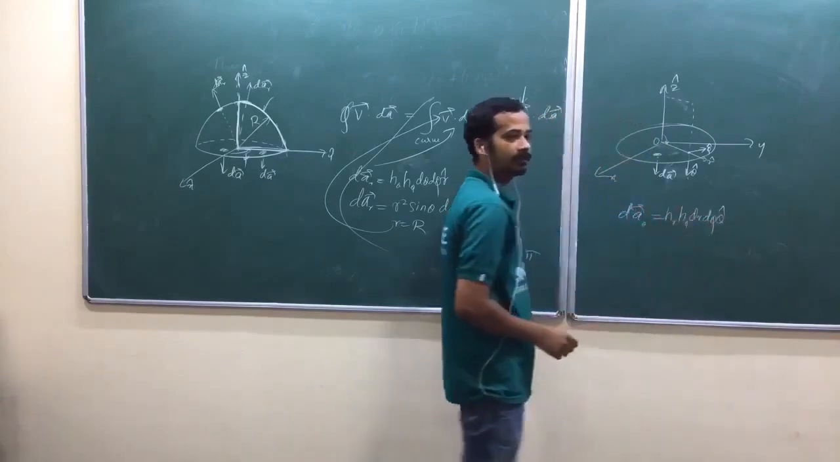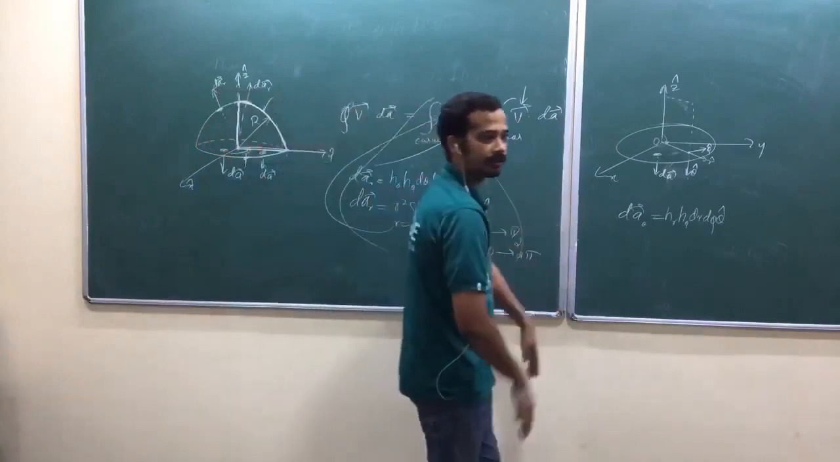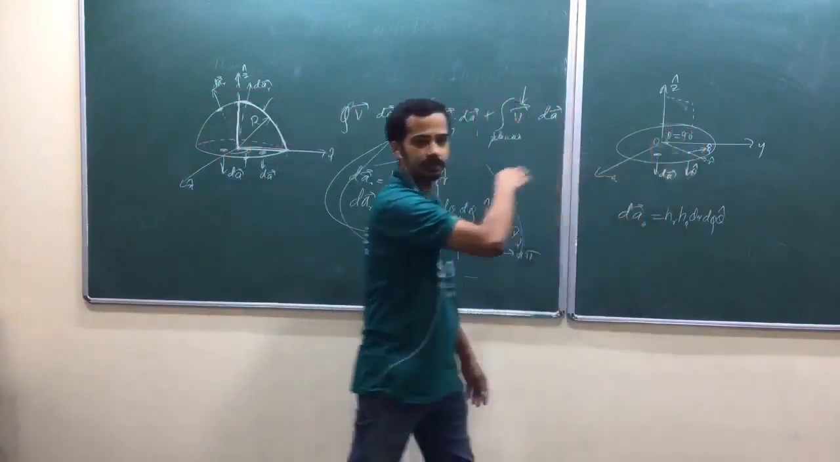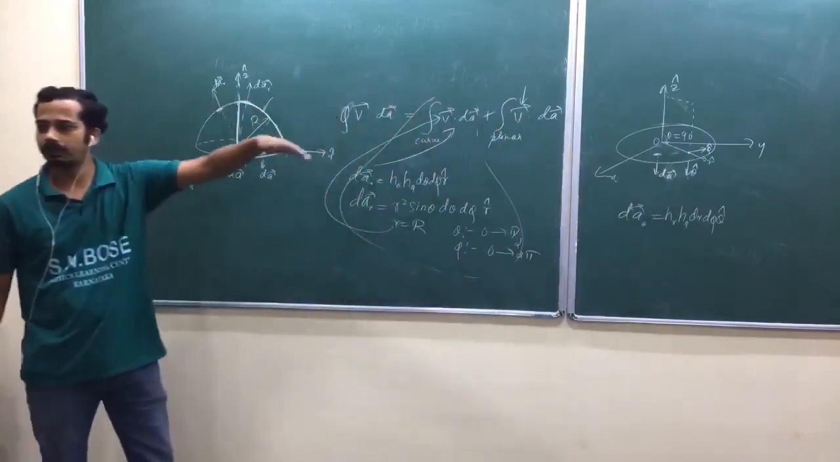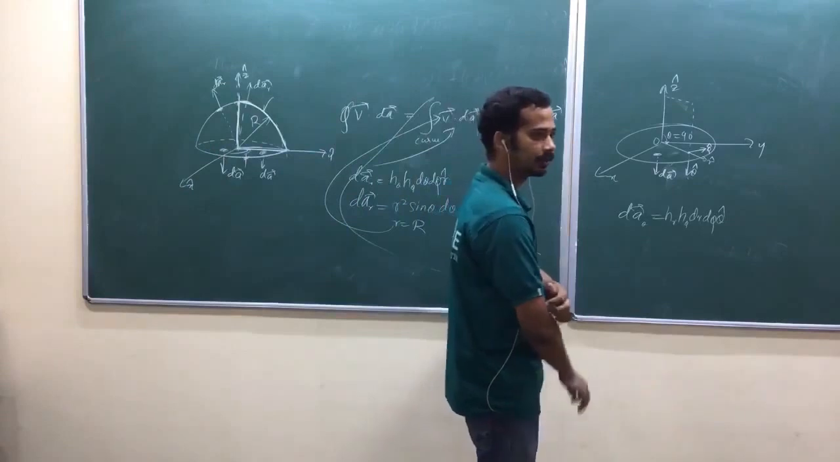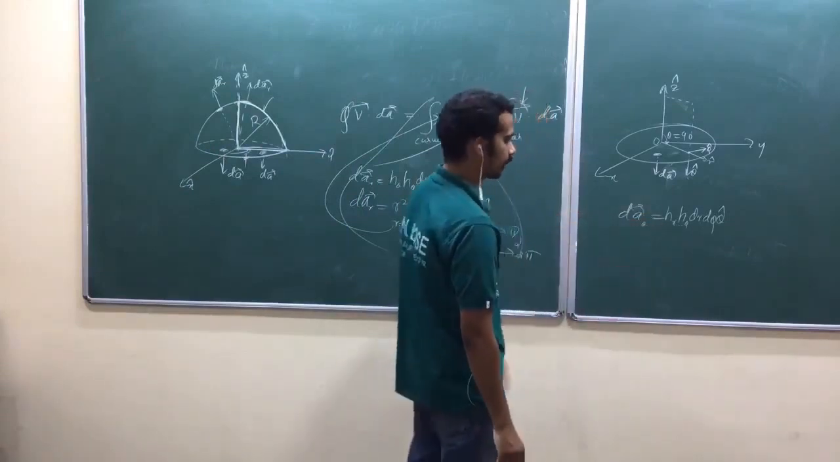Now look here, r and phi automatically become variable. On that plane, what are the variables? Theta equals 90 degrees. Remember, whatever point you take on that plane, theta equals 90 degrees, the angle from the z axis. And only r and phi are variable. Automatically it will happen, okay?